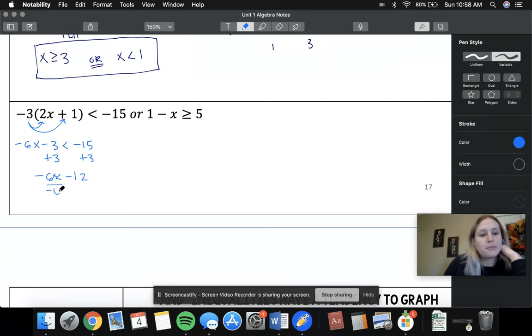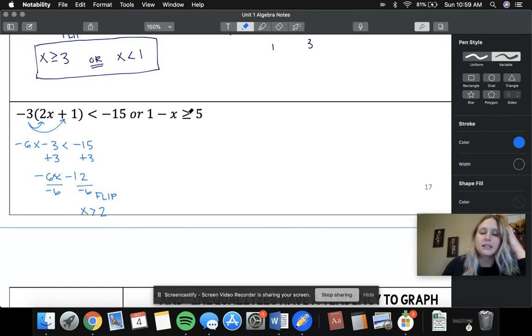Then I'm going to divide by -6. Because I multiplied by a negative number, I'm going to flip the symbol, and I get x is greater than, I'm going to flip it from less than 2.